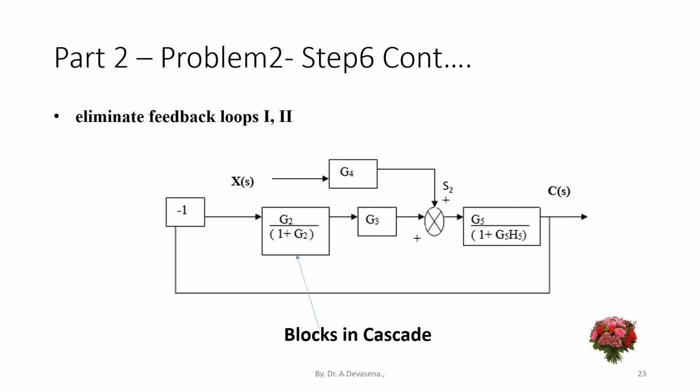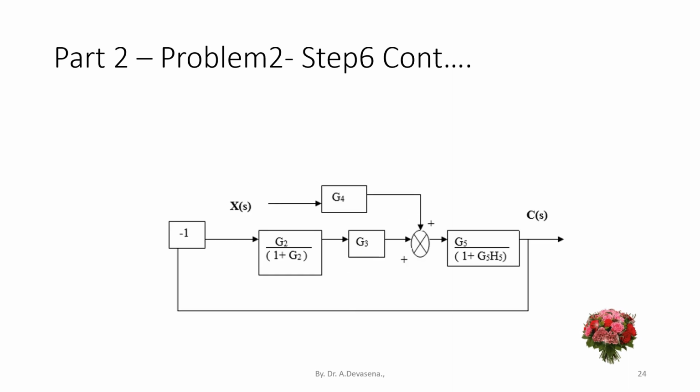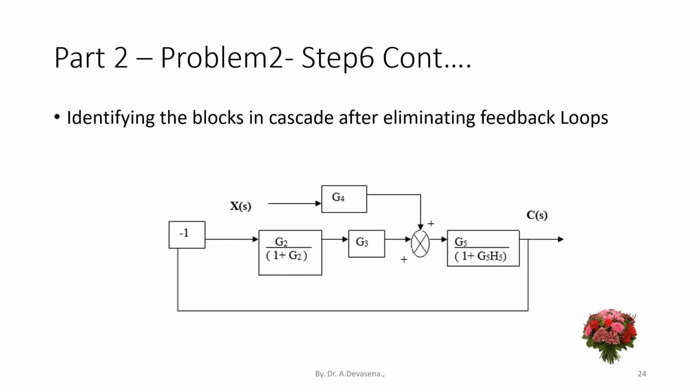After eliminating these feedback loops 1 and 2, now we have to identify the blocks in cascade. In this diagram, the block G2 divided by 1 plus G2, minus 1 and G3, these three blocks are in cascade. So we have to combine the blocks in cascade further. Blocks in cascade after eliminating the feedback loops. If you look at the block diagram, here we have three blocks, that is the minus 1 block, the G2 divided by 1 plus G2 block and the G3 block. These three blocks are in cascade.